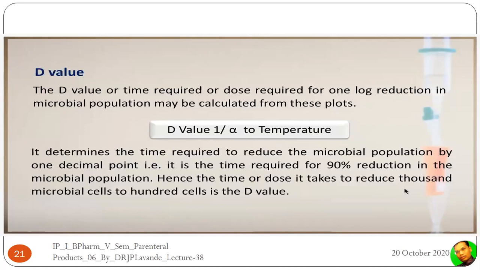Hence, the time or the dose it takes to reduce the 1000 microbial cells to the 100 cells is the D value. Are you getting me or not? Because D value is what? It is the particular dose of the agent, of the ingredient, which is used in order to counteract, in order to reduce the growth of microorganism.